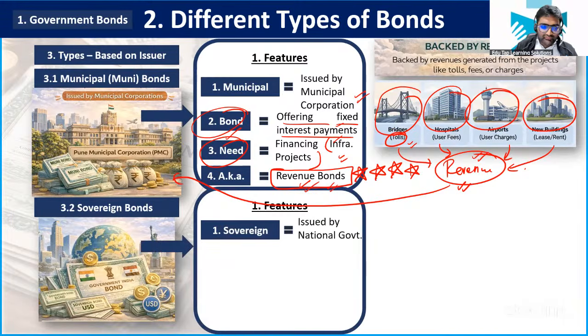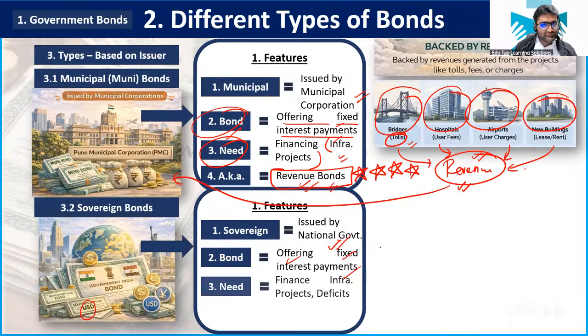Now coming to the sovereign bond, sovereign means issued by the national government. Like if the US government issues, that would be in terms of US dollars. If the Indian government issues, it is in terms of Indian rupee. So that is called the sovereign bond. Because it is offering fixed payments or fixed income, again the need is for financing infrastructure projects, and for the central government many a times it also has to finance its deficit.